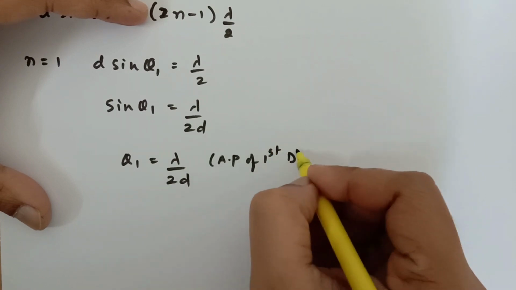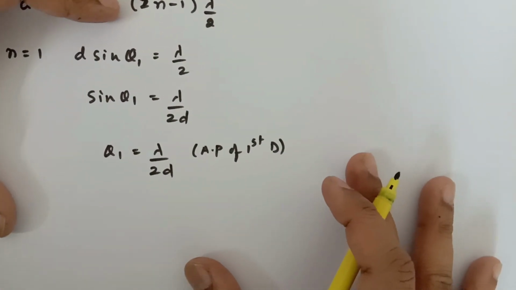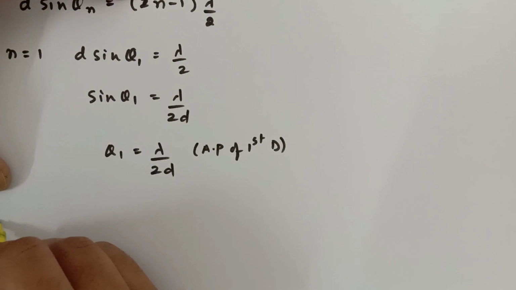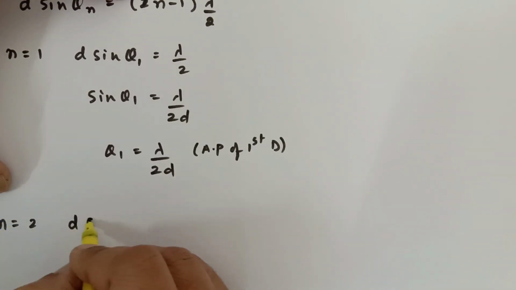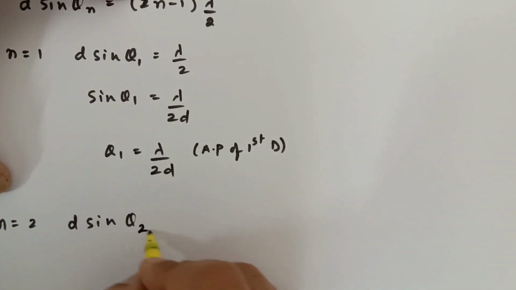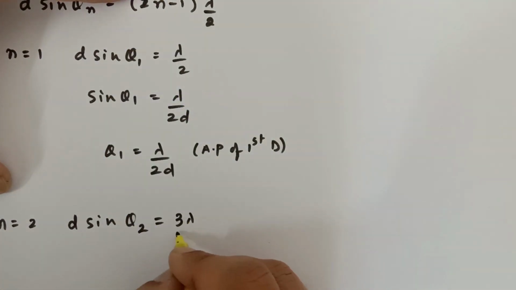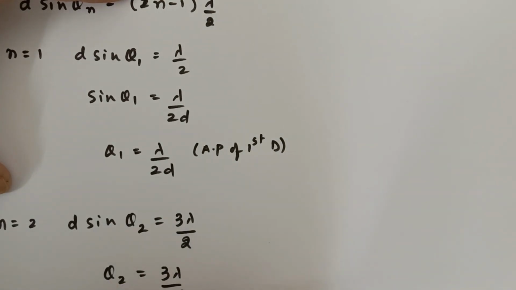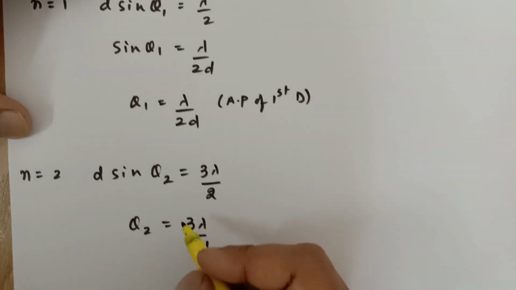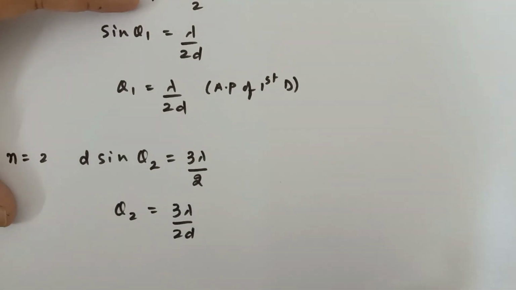Now this is the angular position of the first dark fringe. In the same way, if I find out for n equal to 2, then d sine theta 2 is equal to 3 lambda by 2. Now this theta 2 can be written as 3 lambda by 2d, because sine theta is approximately equal to theta, theta being very, very small, right?